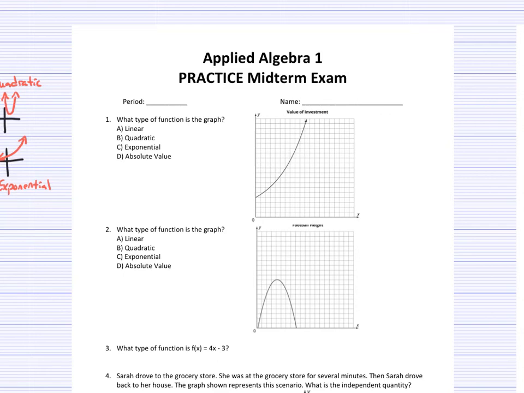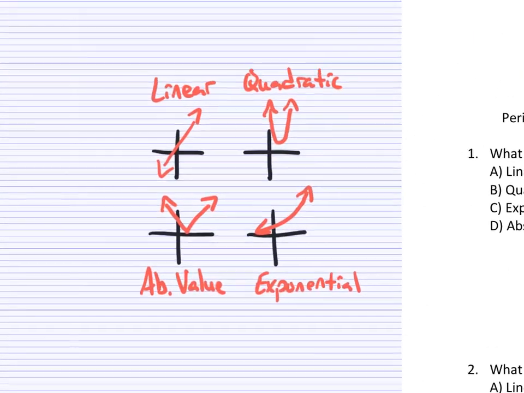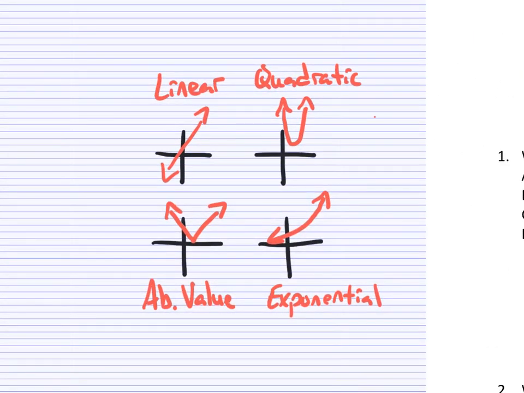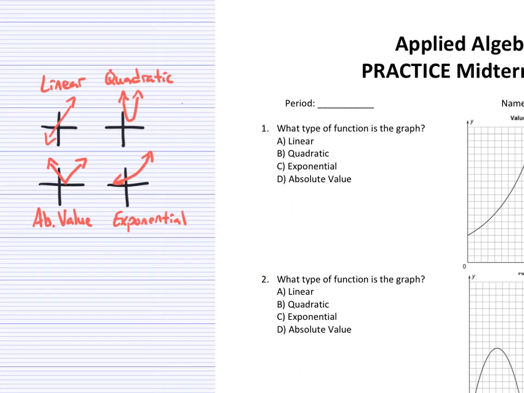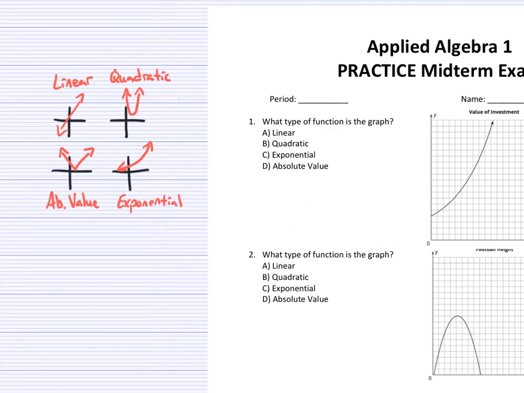All right, on the practice exam for questions 1, 2, and 3, you need to include these notes on your note card, and that will help you figure out what type of graph it is. For instance, number 1 is exponential because it's a smooth curve going either up or down. So number 1 is C.